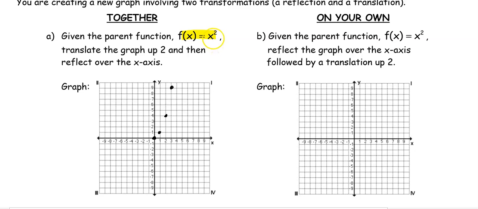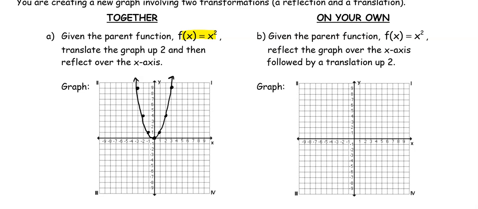But I could also plug in a -1. -1 squared, -1 times -1, is still positive 1. -2 squared is positive 4. -3 squared is a positive 9. So that right there is my parent function.